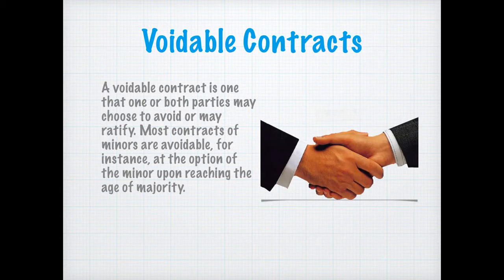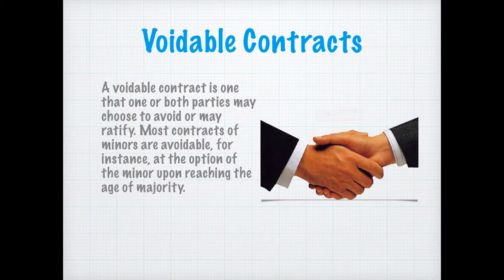A voidable contract is one in which the parties may choose to avoid later or to ratify later. Most voidable contracts are contracts that you make with minors. So let's say you make a contract with your 16-year-old neighbor to buy a car from you. You don't go through the parents, you go through the minor. When that 16-year-old turns 18, the 18-year-old can decide whether or not to finish making payments to you or to give you that car back or whatever. That minor can make it avoidable.